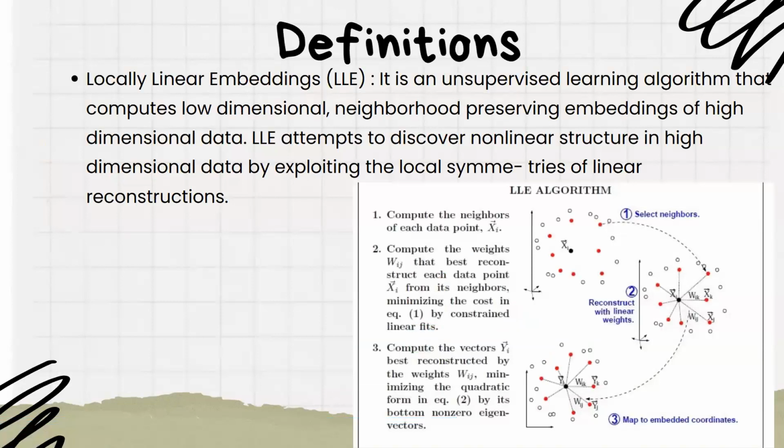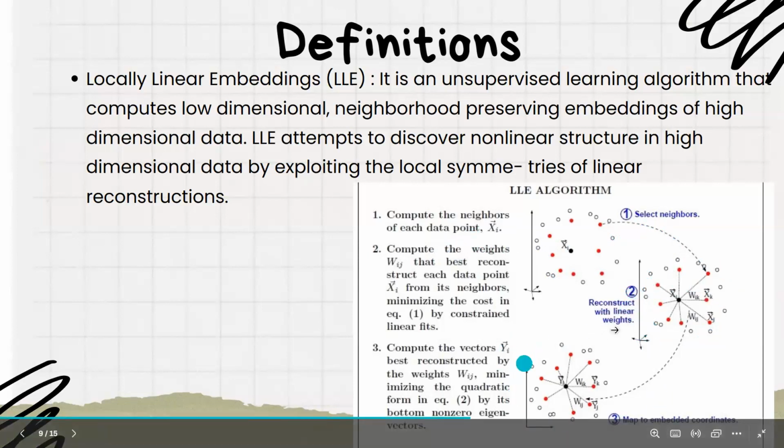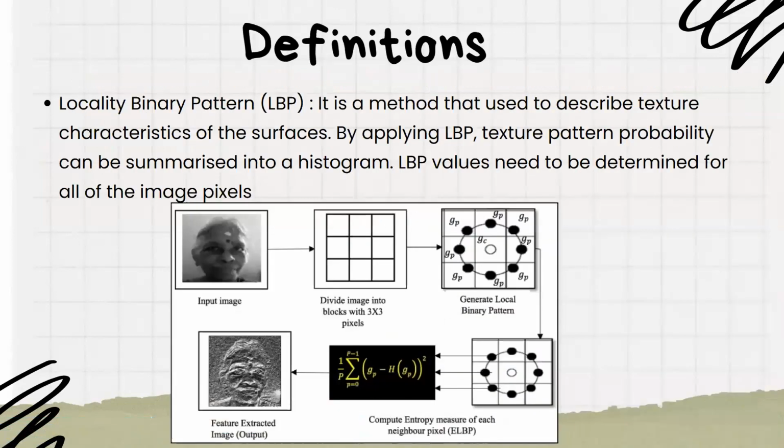So this is another definition. Moving to locally linear embedding, it is an algorithm that generally finds its neighborhood data, makes its own structure and compresses it. As you can see, it gives weights to compress its own data points. This is how it compresses the data with the help of its neighbors.